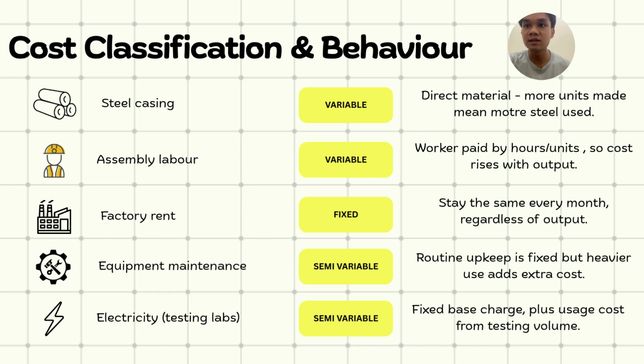So why does it matter? When Innotech expands, their variable costs are going to scale up directly with how much they produce. But fixed costs like rent will not increase just because output goes up, so they can't assume total costs grow evenly. They need to plan based on which costs are fixed and which ones move with production.